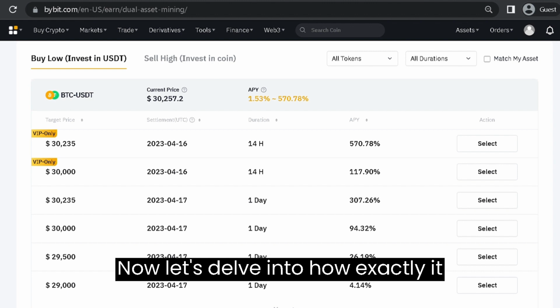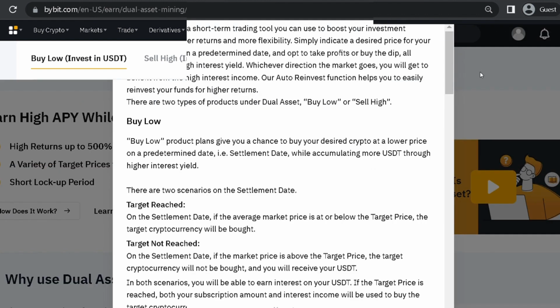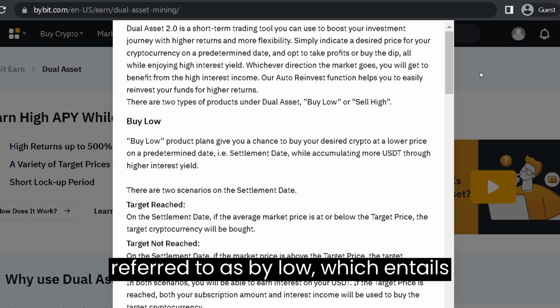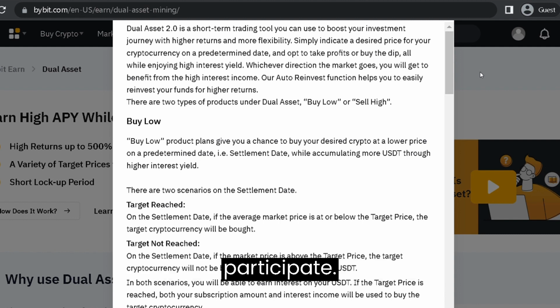Now, let's delve into how exactly it works. The first possibility is commonly referred to as buy low, which entails using stablecoins such as USDT to participate.